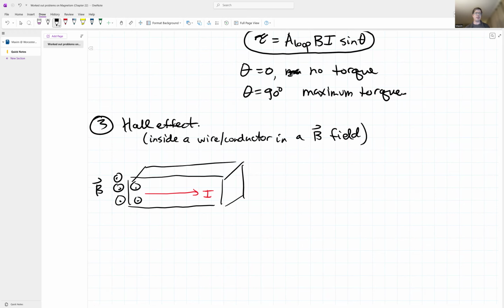Now we know that that means that there are electrons moving in the opposite direction. And what happens is that the electrons will experience a force. It's the usual thing that the force on the electron is, let's consider a single electron now.